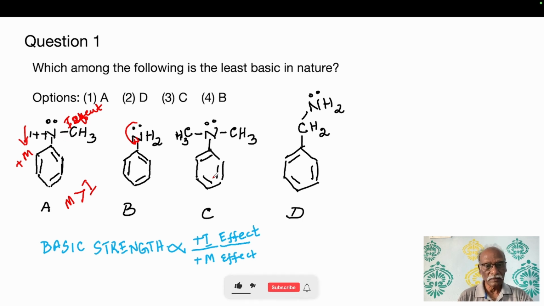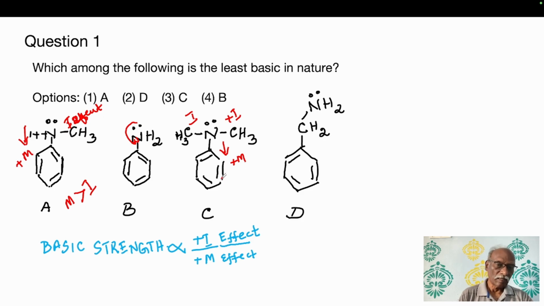Now we compare compound C. Here it is N,N-dimethyl aniline. Here there is a plus I effect, there is one more plus I effect, but one strong electron withdrawing effect, that is the plus M effect. When we compare C with A, C is stronger than A. However, due to the presence of the plus M effect, both are weak bases.